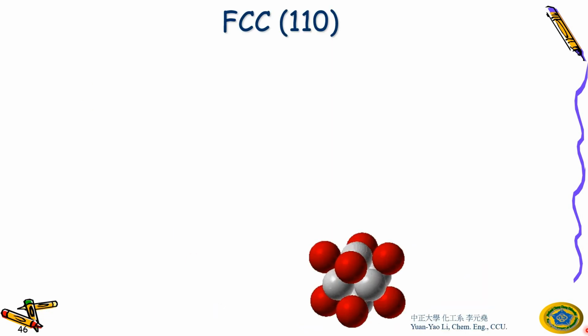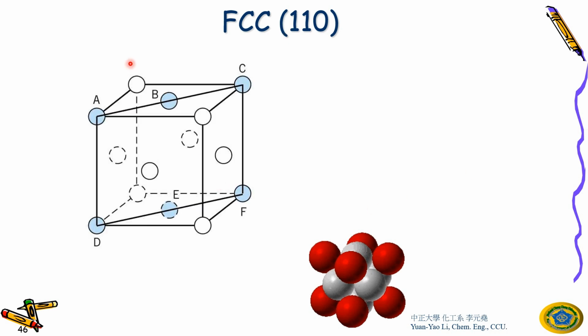So let's start from FCC (110) first. If you say (110) in parentheses, that means what? This is a plane, not a direction. So if this is a unit cell, and 110 will be 1, the reciprocal of this 1 will be 1, the reciprocal of this 1 will be 1, the reciprocal of this 0 will be infinite. So it's 1, 1, infinite. Infinite means there is no intercept between this plane and the z-axis. So that's what you can see. FCC will be represented like this.